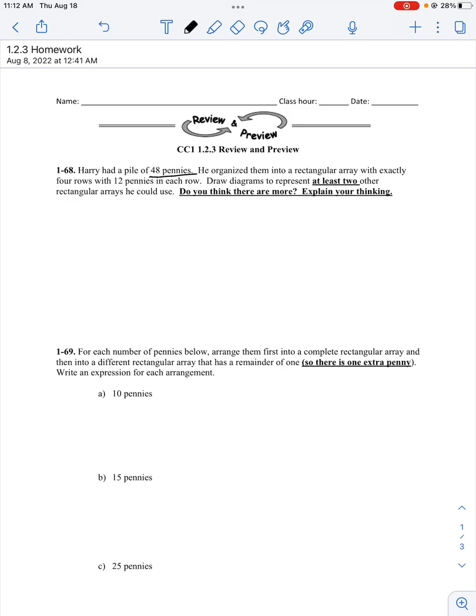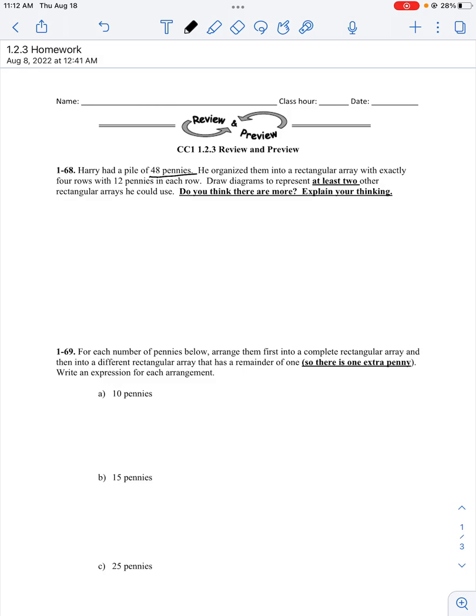Harry had a pile of 48 pennies. He organized them into a rectangular array with exactly 4 rows with 12 pennies in each row. We need to draw diagrams to represent at least 2 other rectangular arrays he could use. And then we need to answer the question, do you think there are more? Explain your thinking.